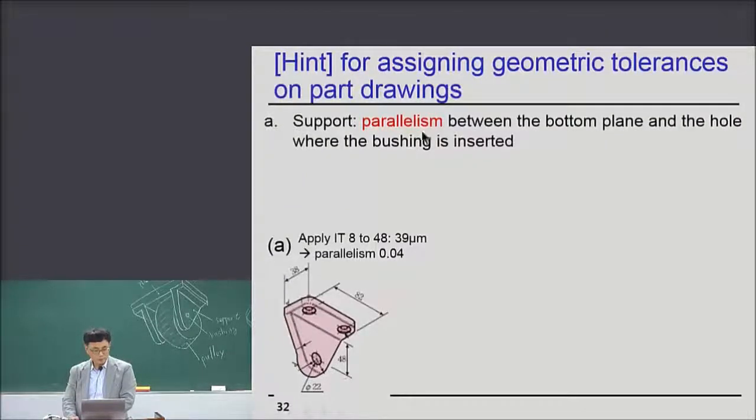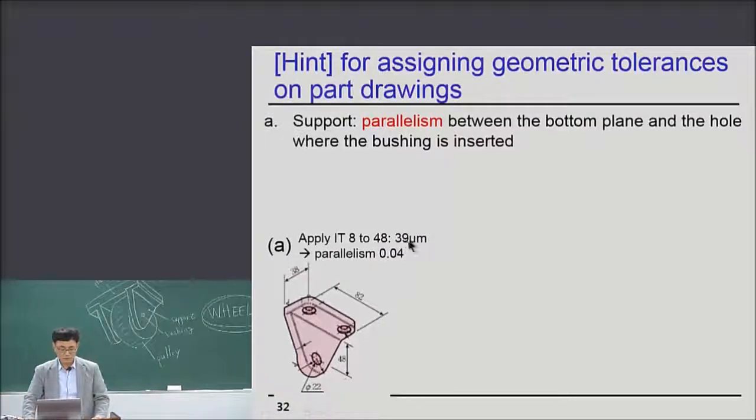And geometric tolerance: the parallelism between the bottom plane of the support and the hole where the bushing is inserted has to be assigned. Since you are going to apply IT class 8 to the dimension 48, if you look at the table, it is 39 microns, so maybe a parallelism of 0.04 millimeter may be given. This is 40 microns.